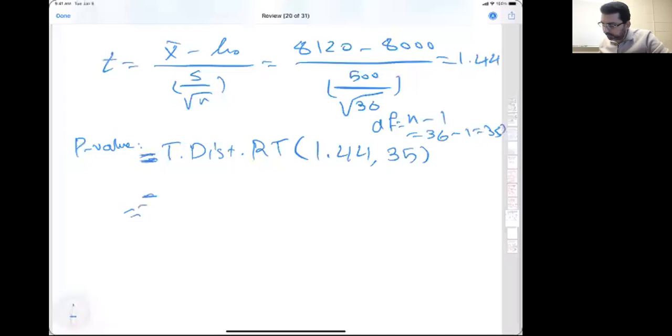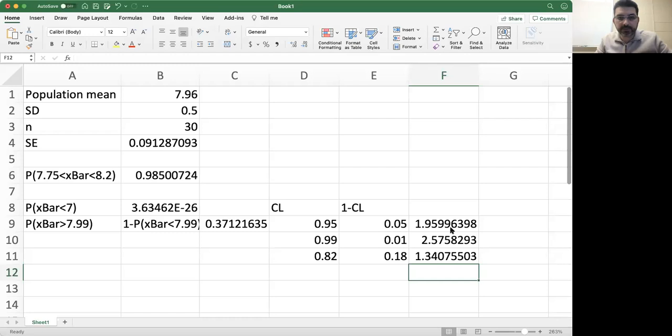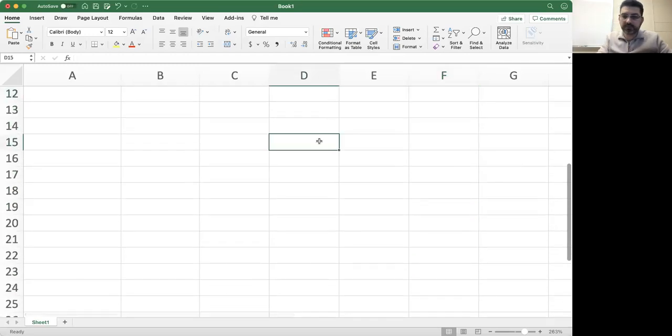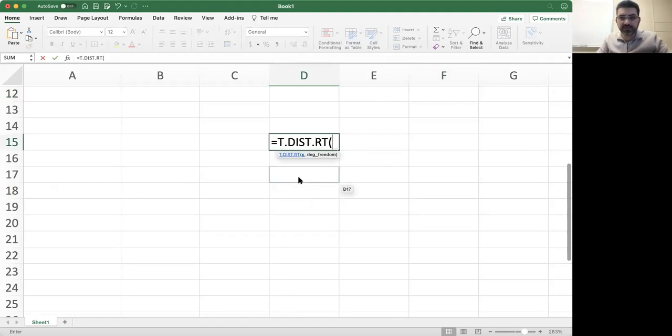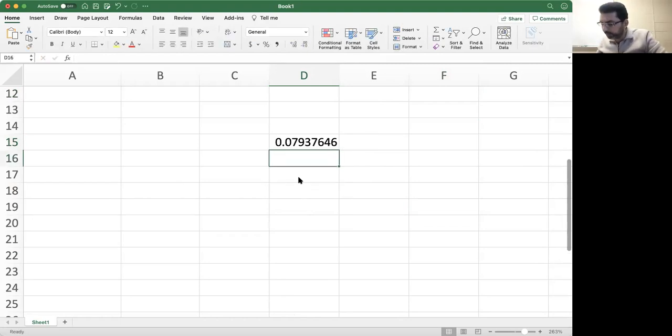So from Excel, you can find it. So it's equal to T.DIST.RT, as you can see here. Put here 1.44 and 35. So the p-value is 0.0794. That's it.